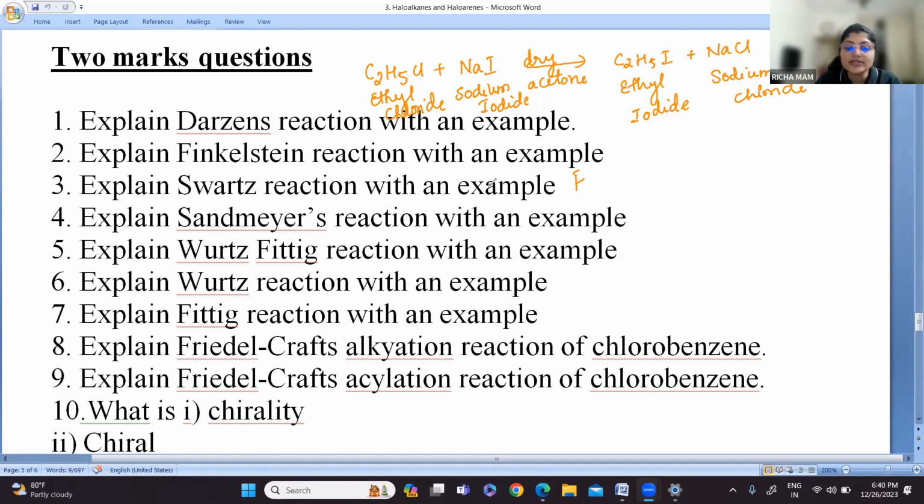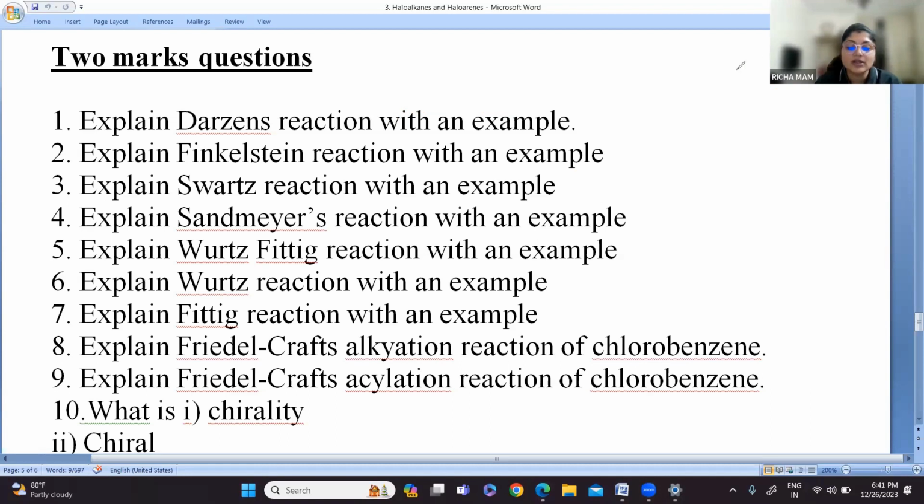So fluoro compounds are prepared by heating alkyl chlorides or alkyl bromides. Fluoroalkanes can be prepared by heating your alkyl chlorides or bromides with silver fluoride. So I'll give you an example for this Swarts reaction. I'm writing the Swarts reaction.